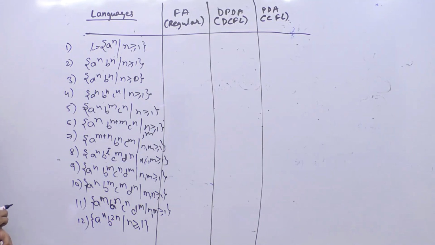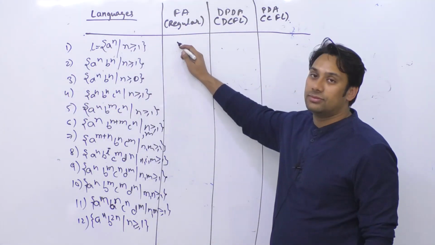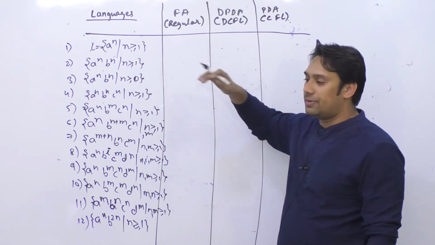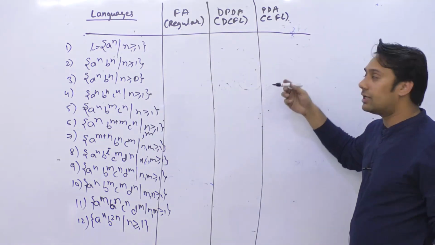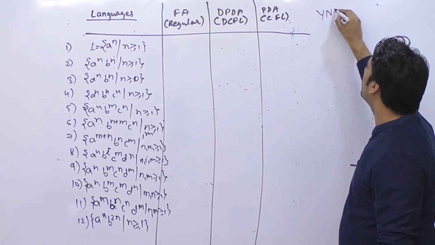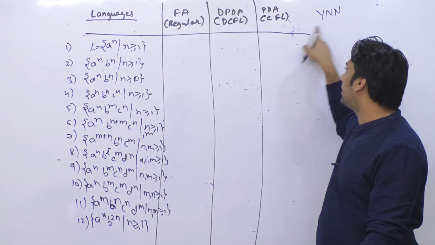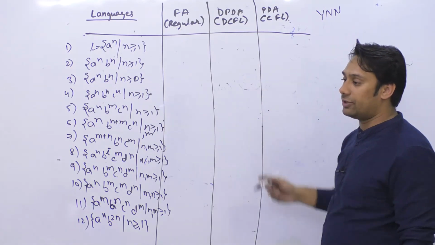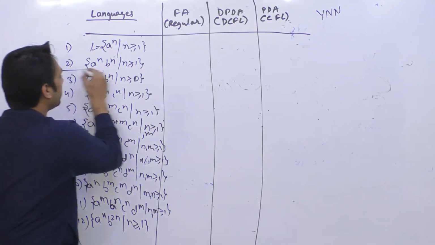Yes. So first let's take this example. For the first language here, can you make a finite automata? So please write your answers in the chat window quickly. You can write the answer in this way: yes, no, no. So y is for this one, n is for this one, and n is for this one. So this way you can write your answers in the chat window.